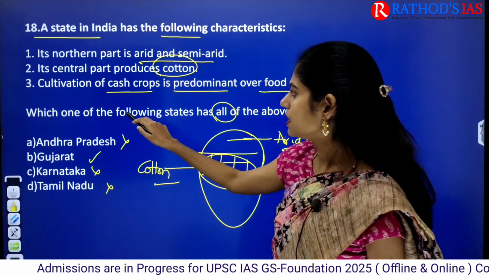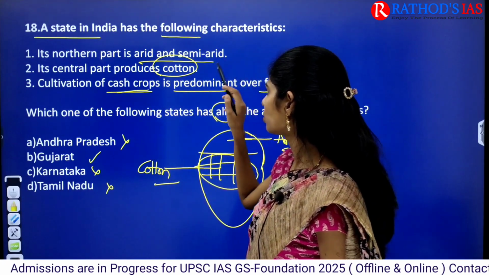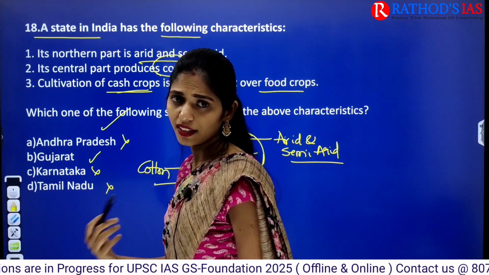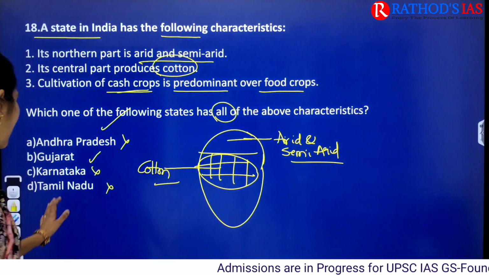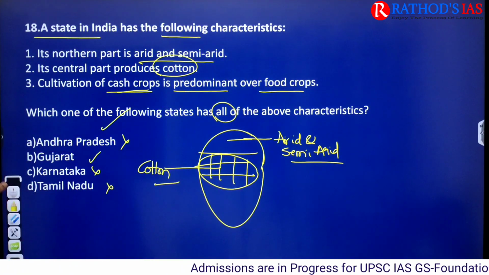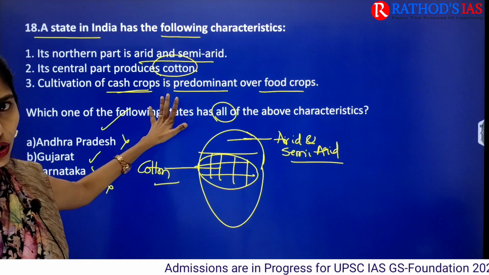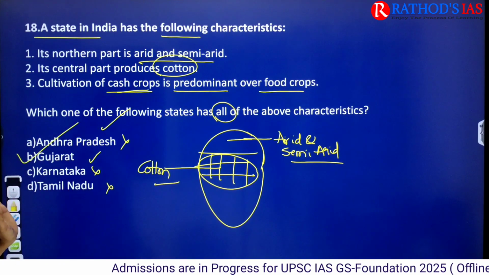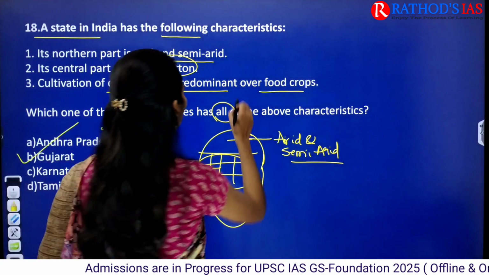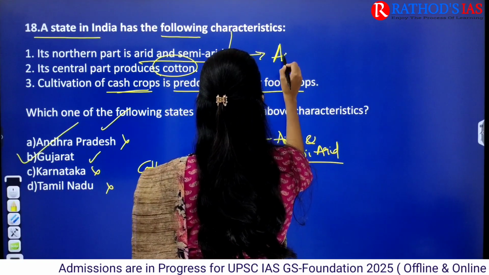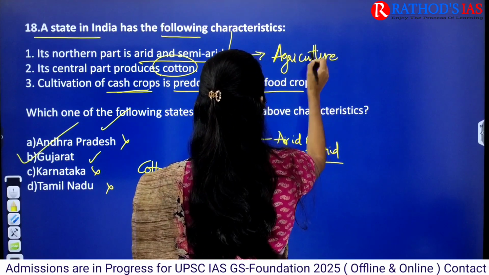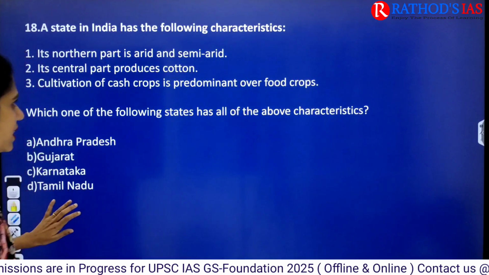And the next statement is that cultivation of cash crops is predominant. If you see, Andhra Pradesh is growing rice, and even Karnataka and Tamil Nadu are also growing food crops, but they are not only focusing on cash crops like Gujarat. So the correct answer is B, Gujarat. This question is also from the topic of agriculture. Okay, so let us see one by one.